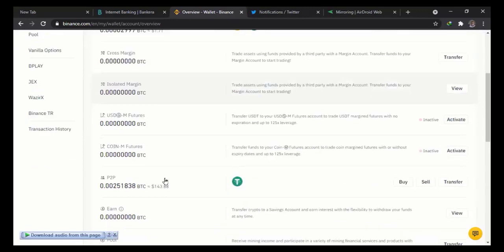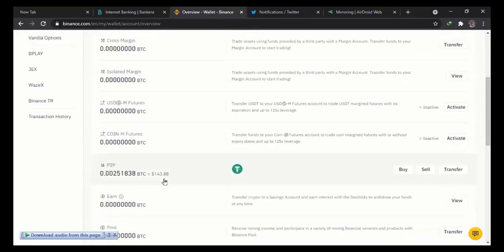So you see here on my peer-to-peer, it's now 143.88. So this price valuation is market driven. As the market goes up, so does your price. As the market goes down, so does your price.